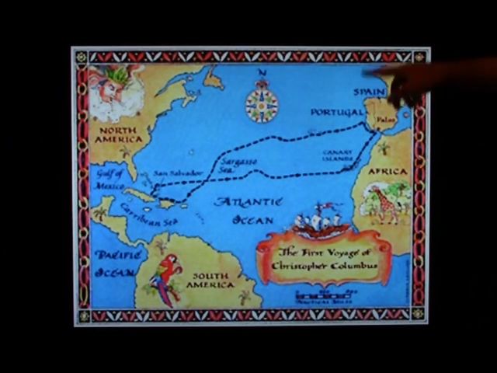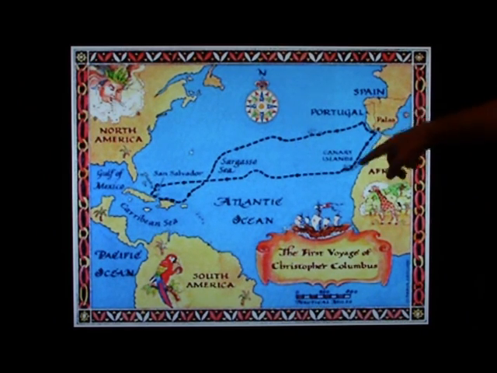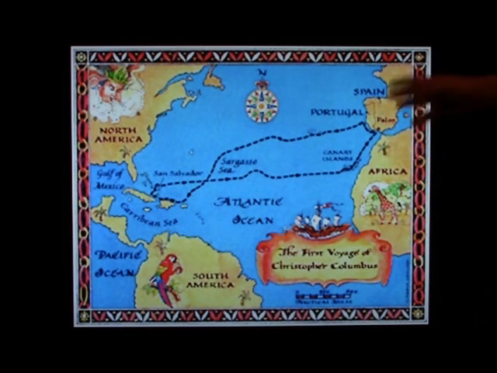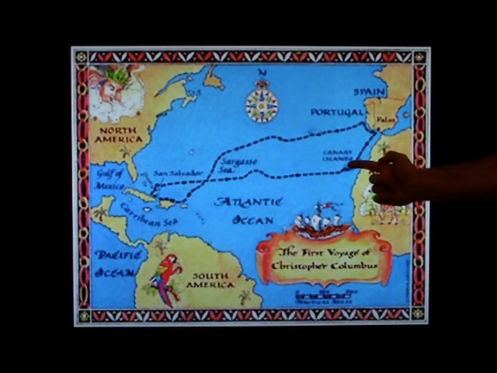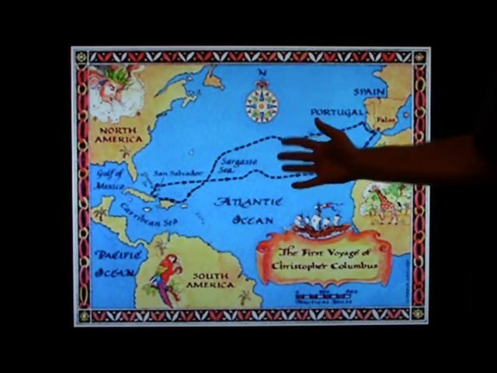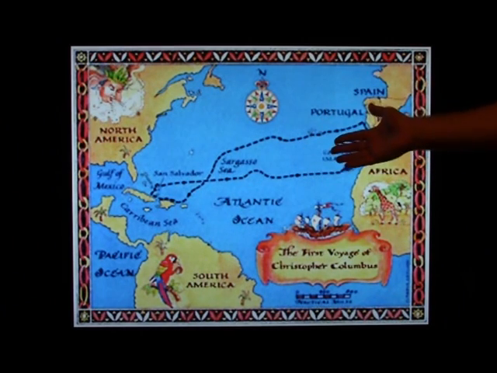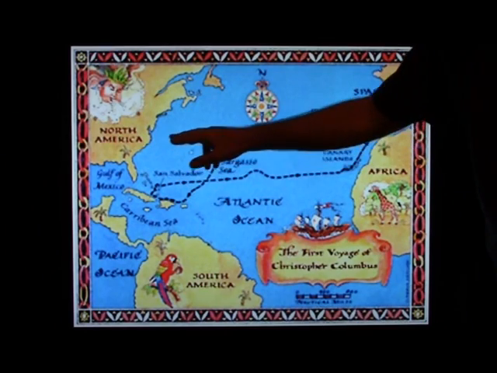So here's Spain up here. He leaves from Spain. He heads south down along the African coast. Actually, this is how navigation was done. You'd sail along the coast. So he comes to the Canary Islands. He hangs out there for a couple weeks. Then he heads out into the great beyond and crosses the Atlantic Ocean. And this takes him 5 weeks. He is at sea for 5 weeks before he lands in the Bahamas.